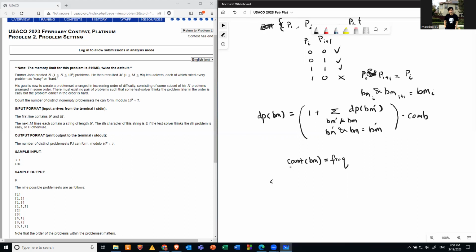You can pick one of them, let's call the frequency F1, so it's easy to write. You can just pick one of them, or you can pick two of them, so that is F1 times F1 minus 1. Or you can pick three of them: the first one you can pick from F1, the second from F1 minus 1, the third from F1 minus 2, and so on and so forth. That's an easy calculation.